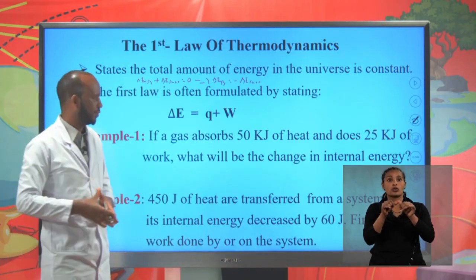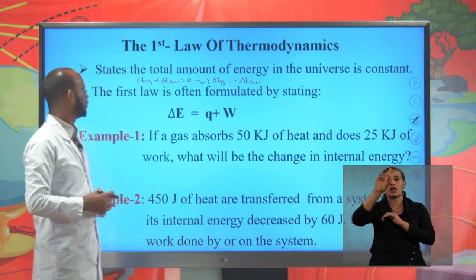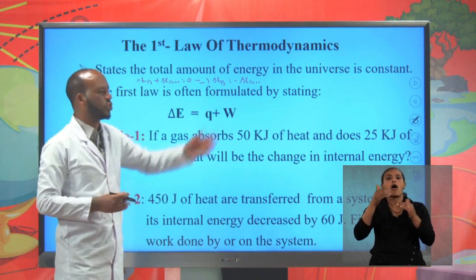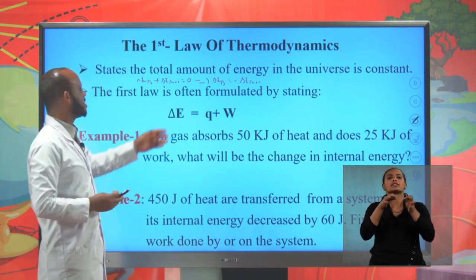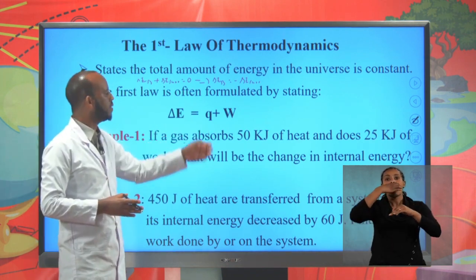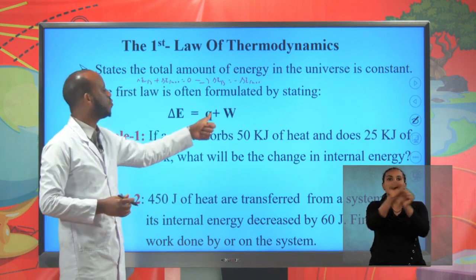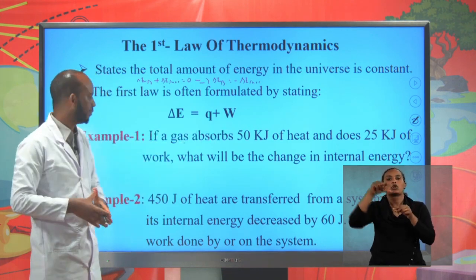The change in energy is constant in the universe. The first law of thermodynamics is often formulated by stating that the change in internal energy equals the heat absorbed by the system plus the work done on the system, delta E equals Q plus W.